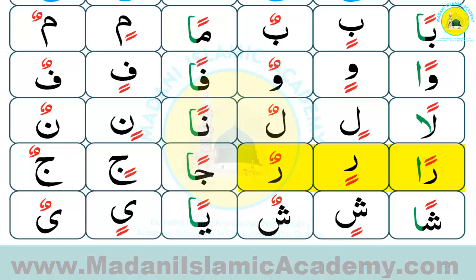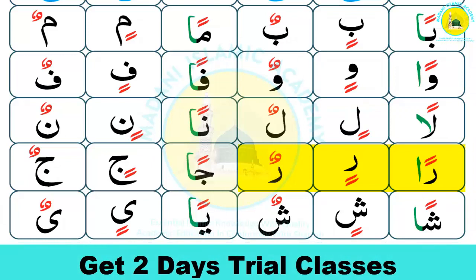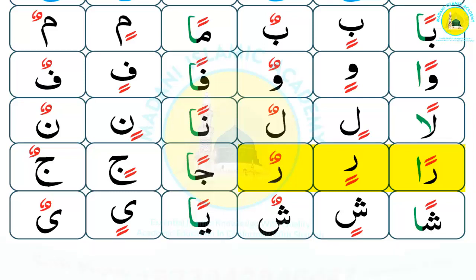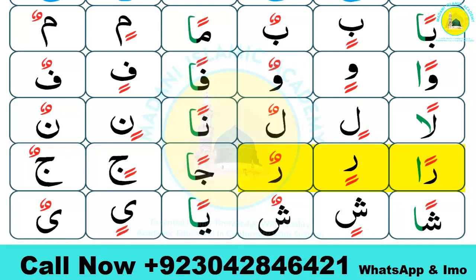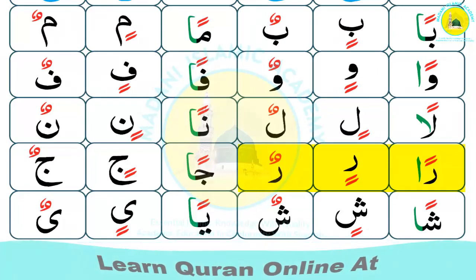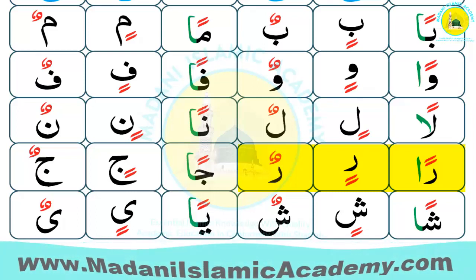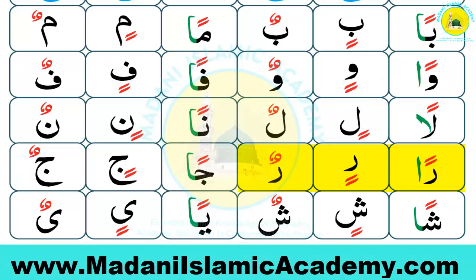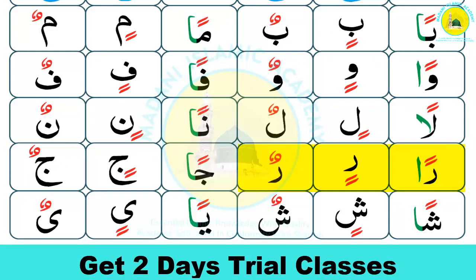Ra do zabar ran. Remember when Ra has two zabars or a zabar it is read with a full mouth. Ran. Ran. Ra do zir rin. Ra do pesh run. So full mouth again because she's got two pesh. Run, run, run. Rin. Run.